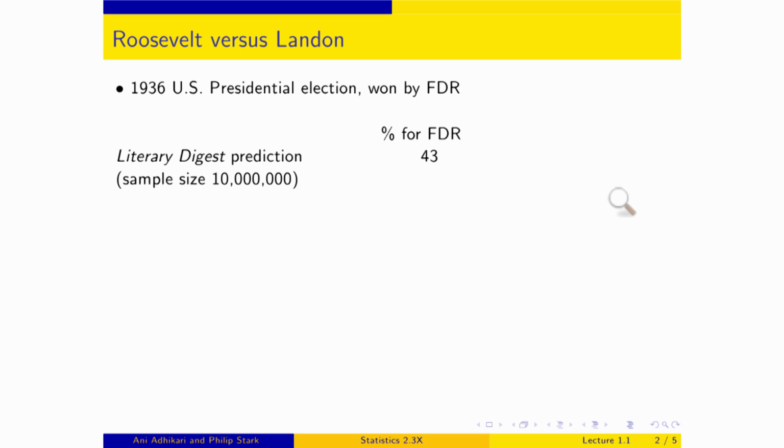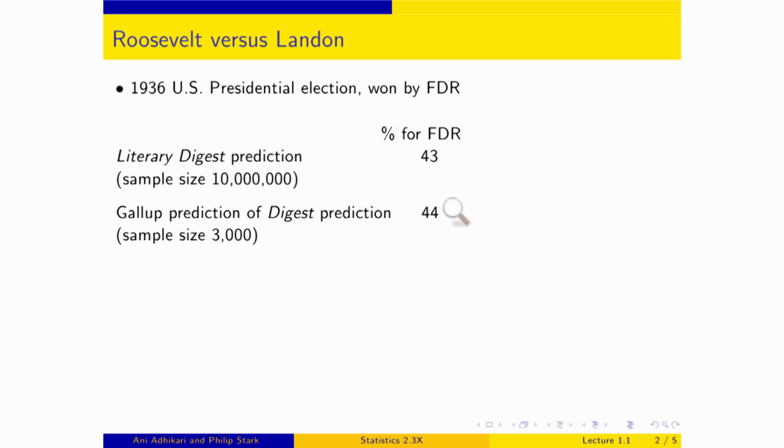And so along came George Gallup and he said, I'm going to make this prediction. But he was a little bit mischievous. Not only was he going to predict the election, before the Digest made its prediction, he was going to predict what the Digest would predict. Now that's fun. So what do you think he predicted they would predict? His prediction of the Digest prediction was 44, very, very close, and based on a mere 3,000 votes.